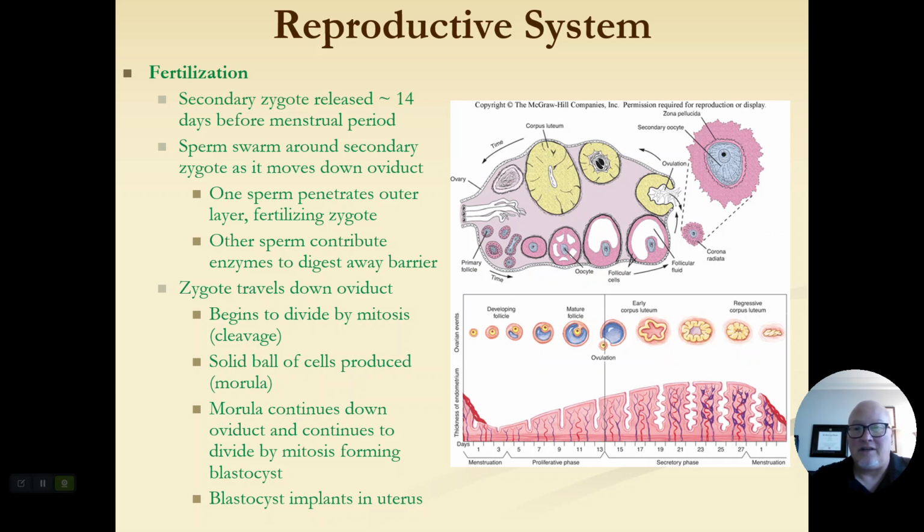All right, and you can see the maturation of an oocyte here. And if it is not released, then the wall of the uterus sloughs off, and that's what happens as a result of the menstruation cycle.